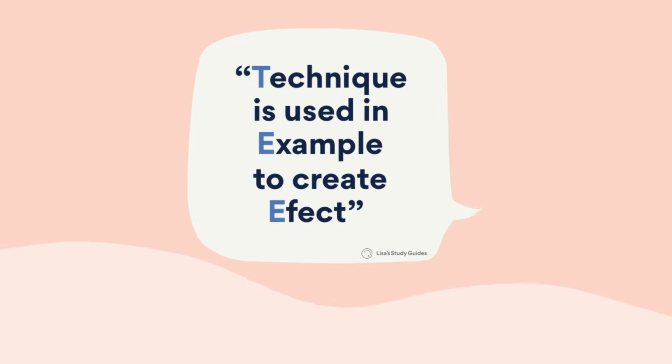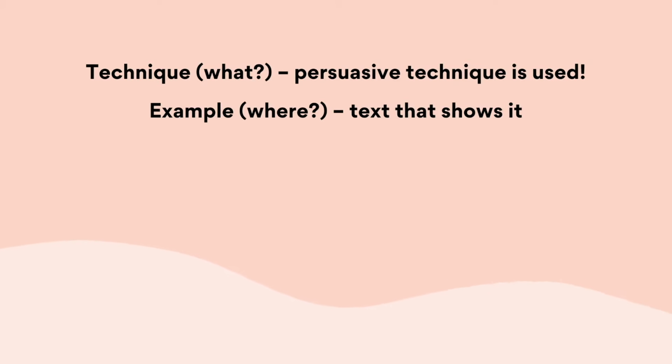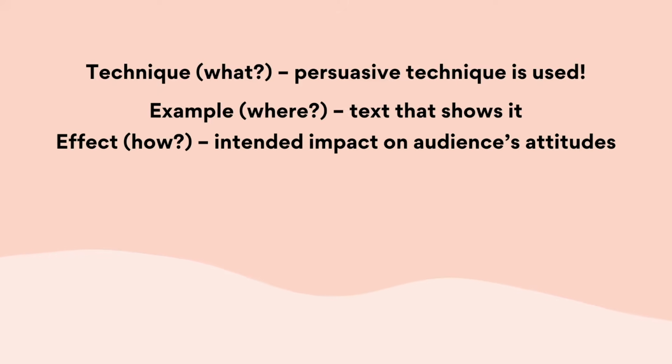So for me, the T rule is technique. So what is the persuasive technique that's used? Example: what's the piece of evidence essentially that you need to use to back up what you're saying? And E for effect. So what is the intended impact on audiences' attitudes?